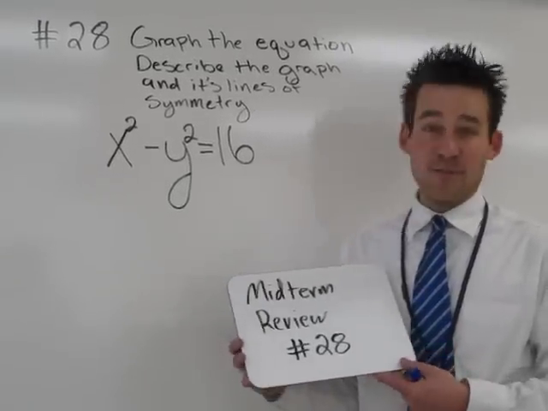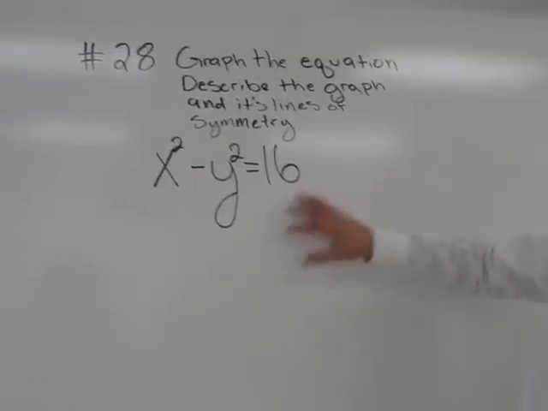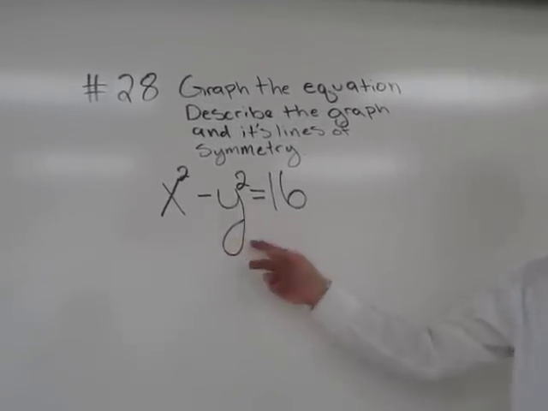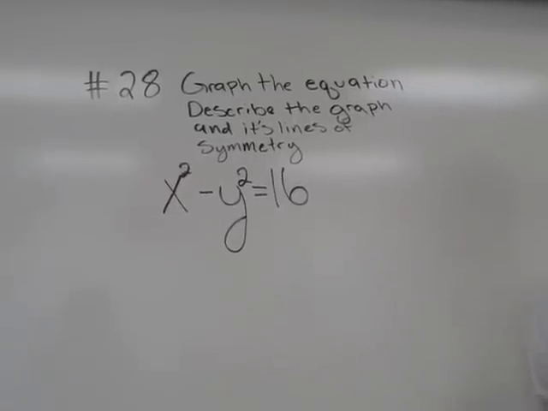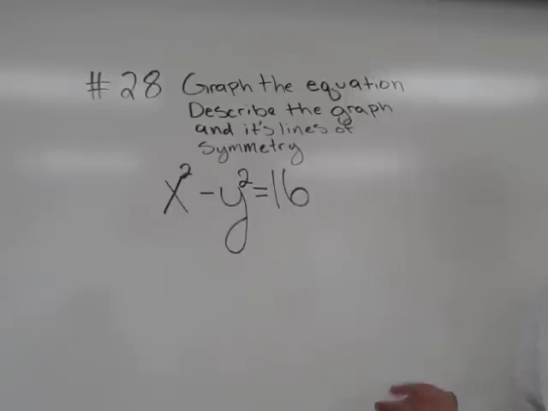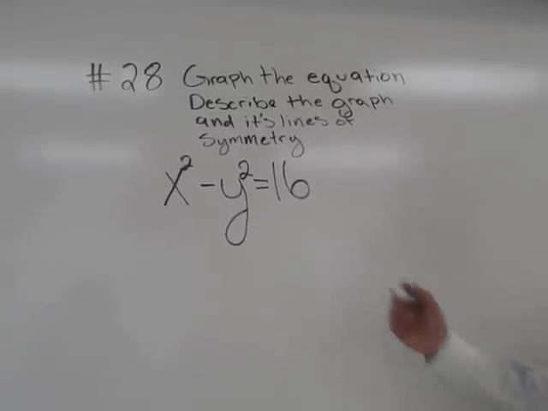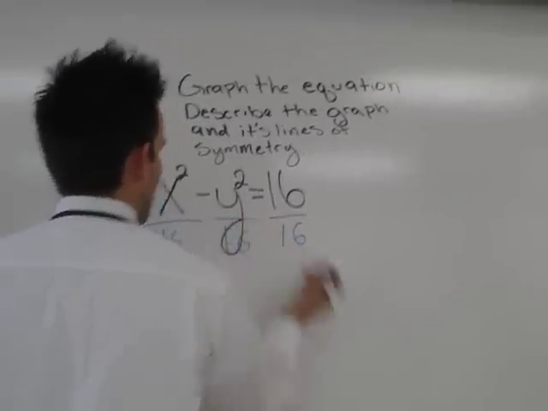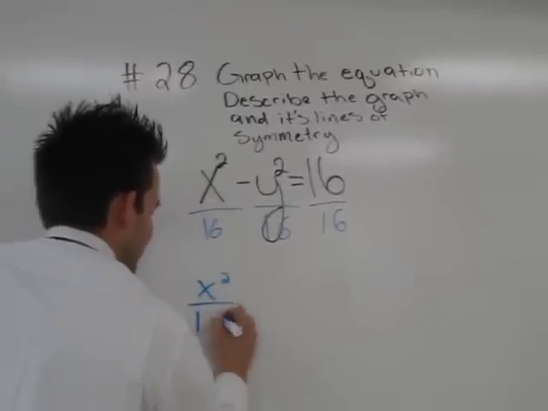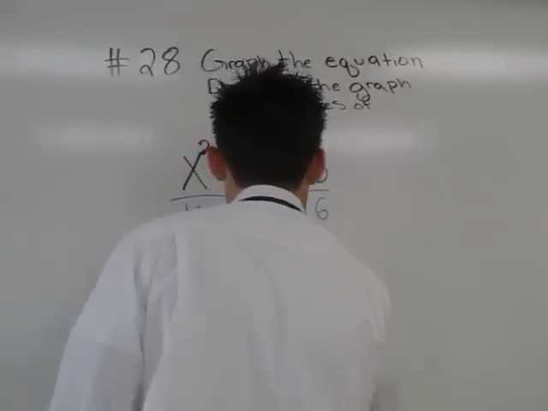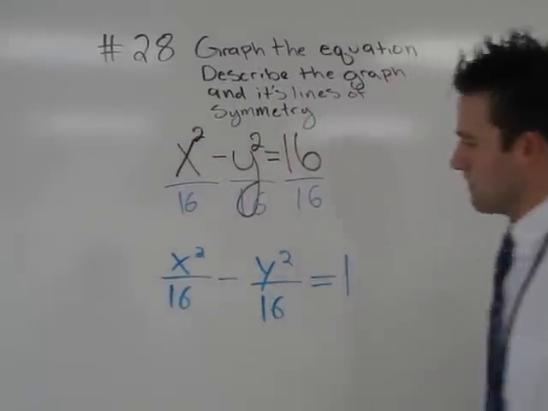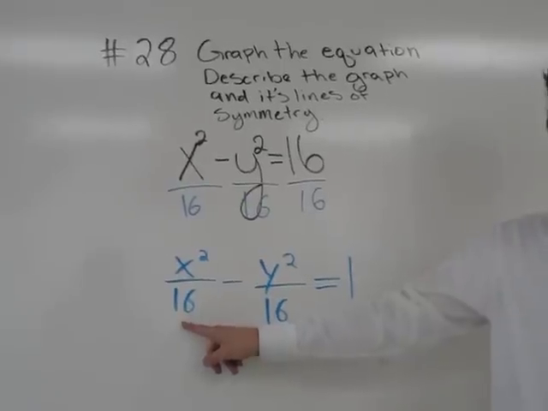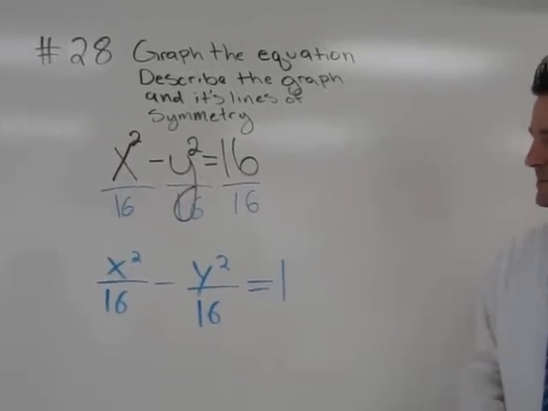For number 28 of the midterm review packet, we have to graph this equation and describe its lines of symmetry. X squared minus y squared equals 16. This isn't in standard form right now, so it's kind of hard to tell what it is. If we divide both sides by 16, we can see it's actually a hyperbola. So a squared is 16, so a is 4 and b is 4.